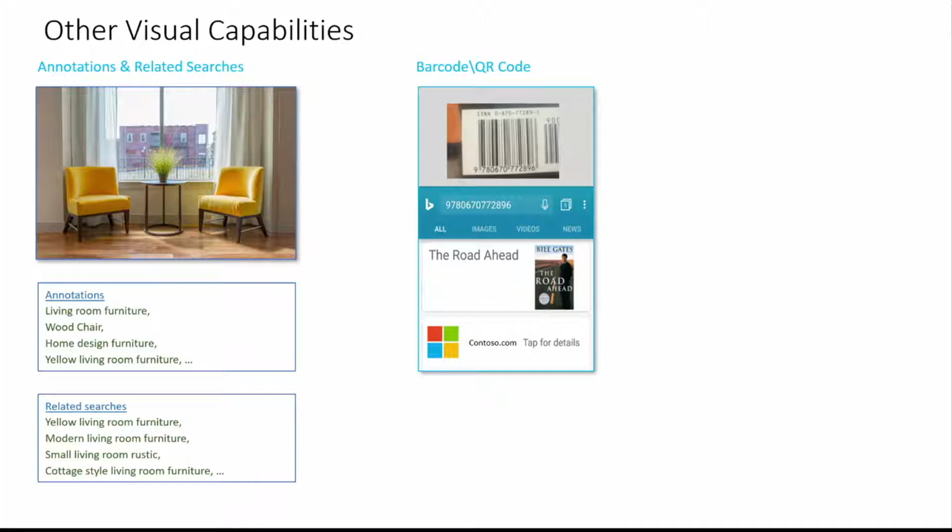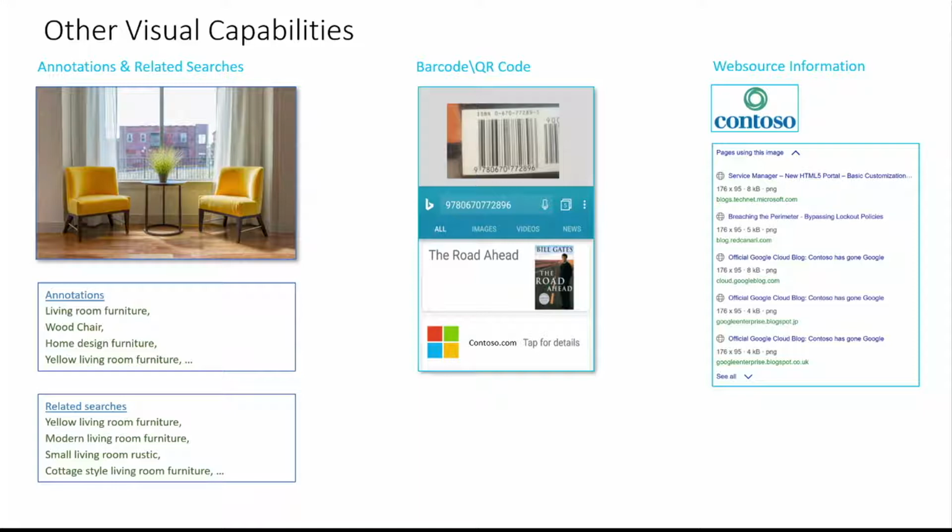So in this particular case, it's about a book, and we can surface that, okay, this is the book and you can buy this book from here. And finally, this is about web source information. So let's say you have an image, which is Contoso in this case. It will provide you information around where that image is hosted across the web.